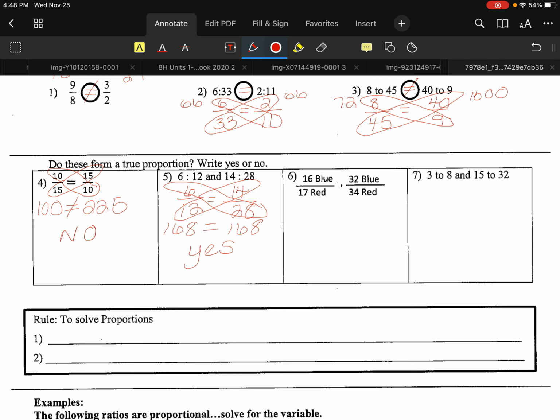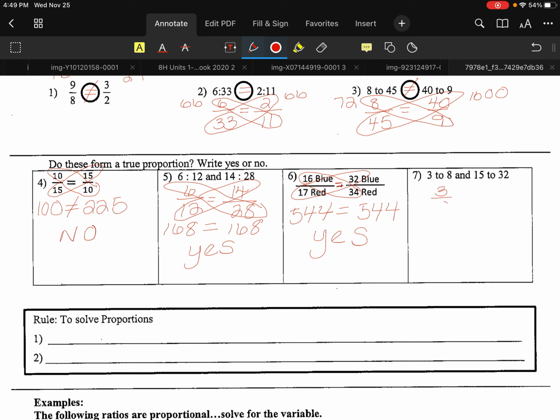Number 6, I'm going to squeeze my equal sign between them. It's already set up for me, and cross multiply. 34 times 16, 544. 17 times 32, 544. They are equal to each other, so the answer is yes, they are proportional.